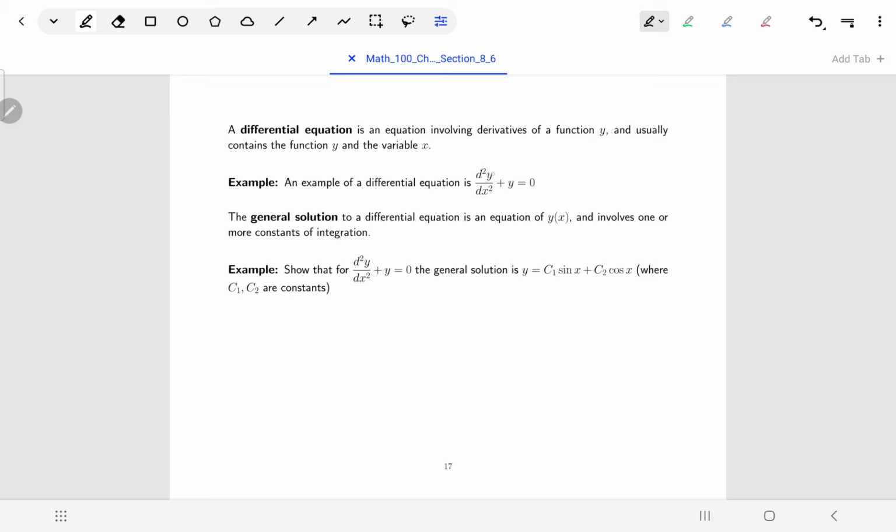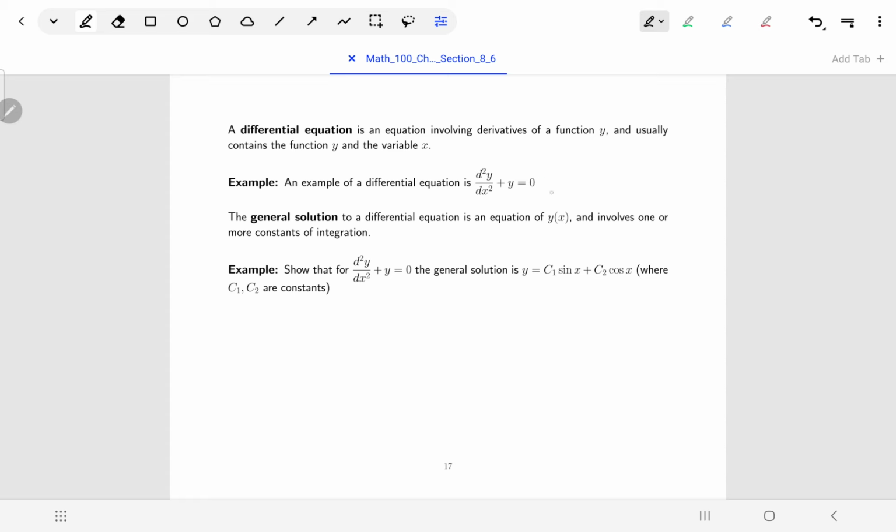So something like d squared y dx squared plus y equals 0. That's a differential equation, and that's because it's an equation and there's a derivative inside that equation. So what, of course, we're always interested in with equations is solving them. And so when we're looking at a general solution to a differential equation, that's going to be some function y of x that when I substitute it into the original equation, the differential equation, it makes it a true statement.